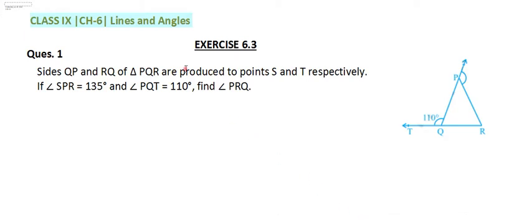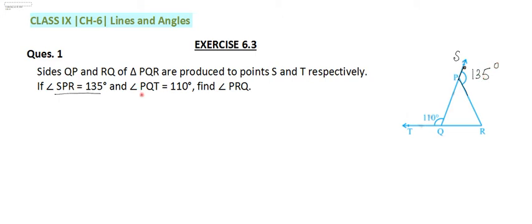Hello everyone. Let's do question number 1 of exercise 6.3. Now here in this question a triangle PQR is given to us. Further it says that two sides have been extended where angle SPR is equal to 135 degree. Suppose this point is S. So angle SPR, this angle is 135 degree.